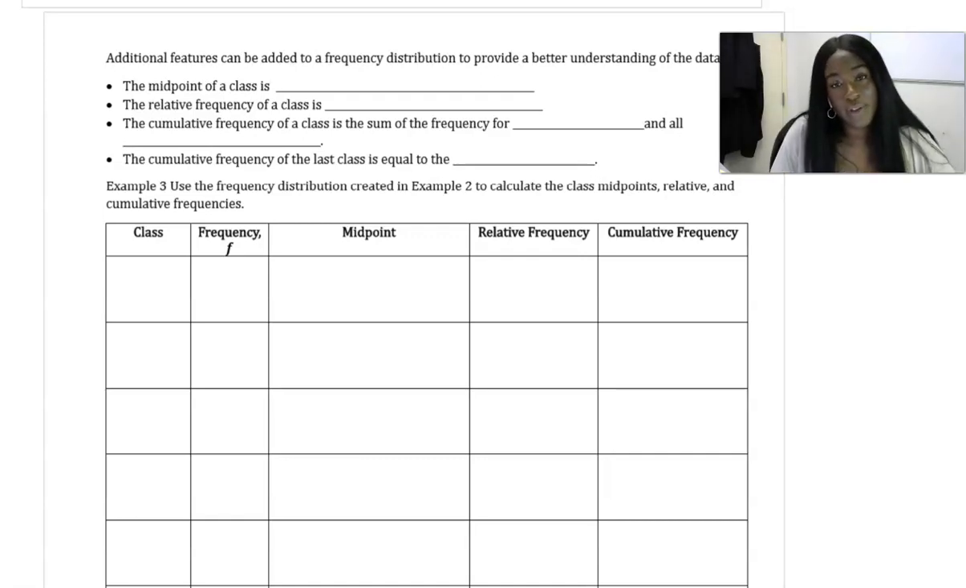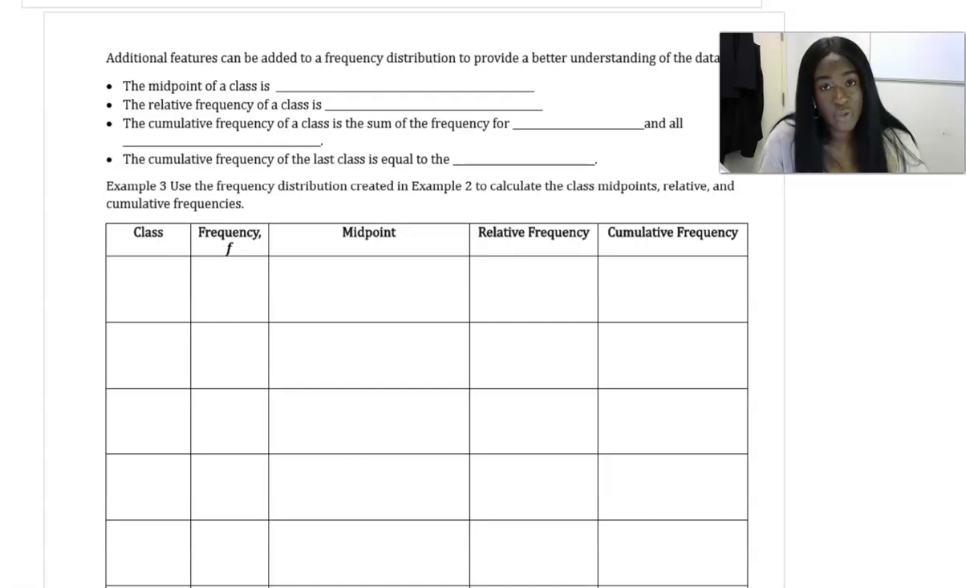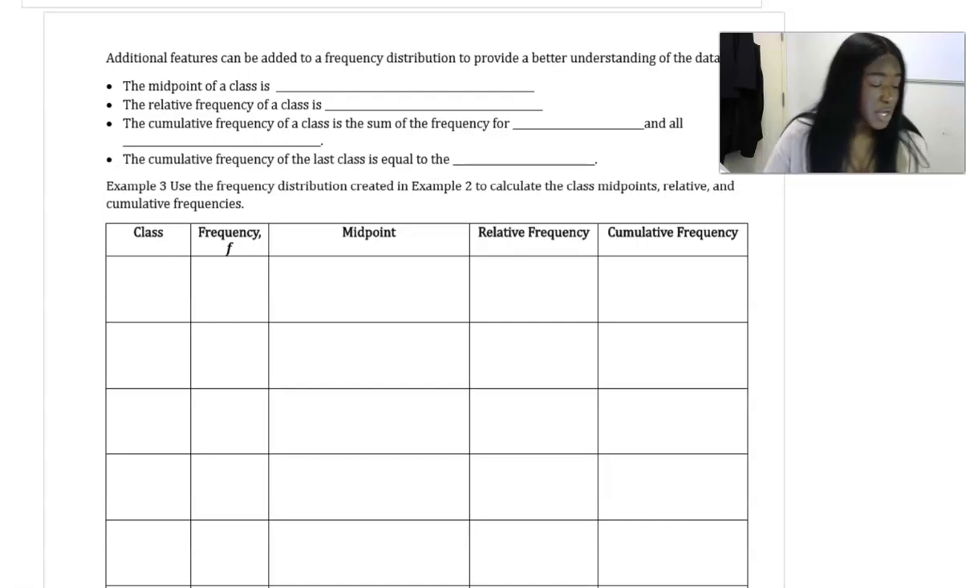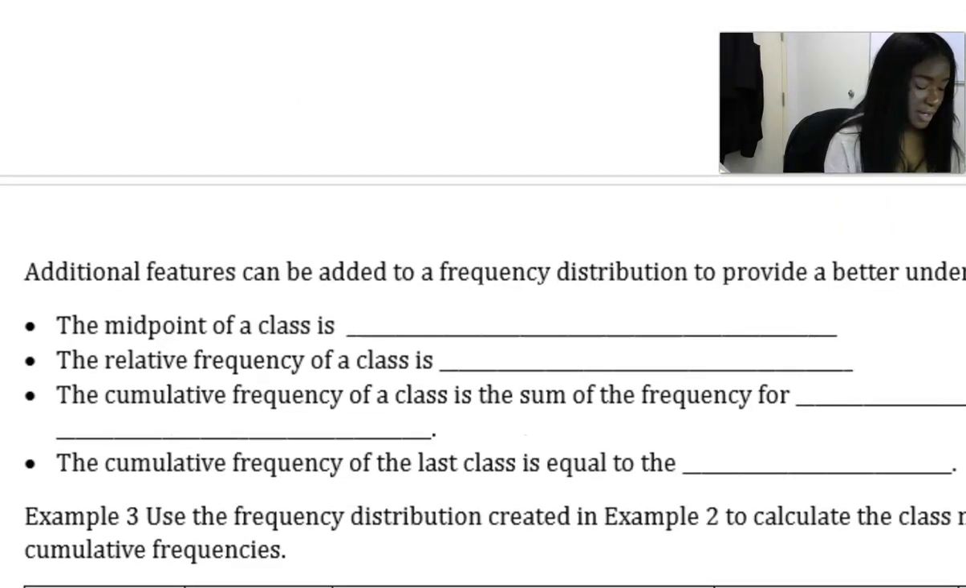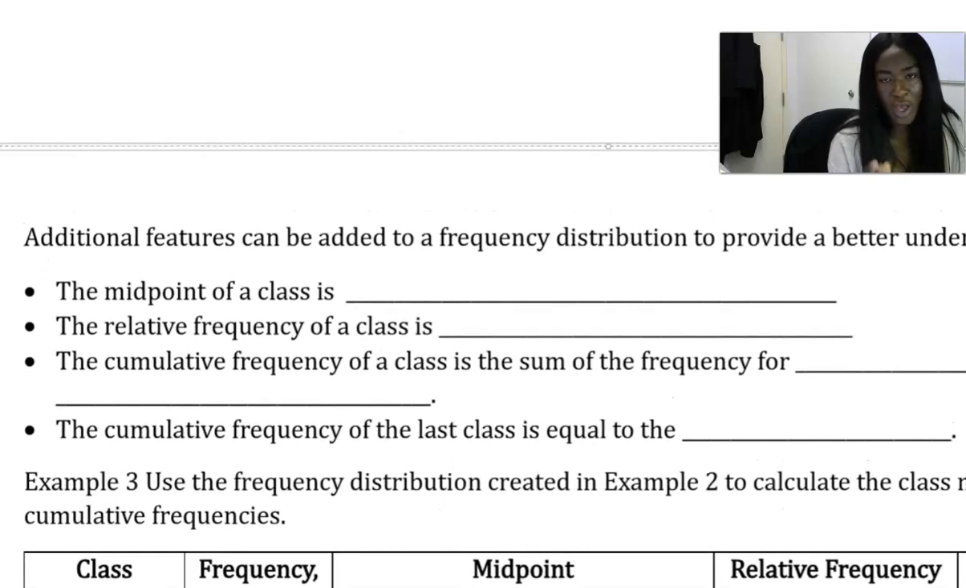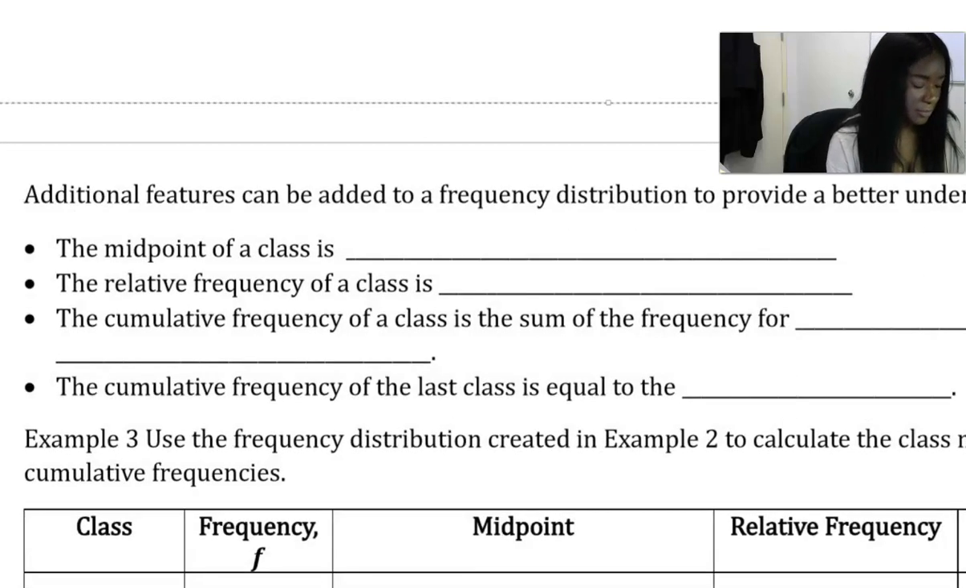Now that we know what a frequency distribution is, we're going to look at some additional components that we could add that will help us better interpret the data and ultimately help us when we go on to graphing frequency distributions and making histograms. So the first one we're going to talk about is the midpoint of a class, and the midpoint of a class is the average of the upper limit and the lower limit.